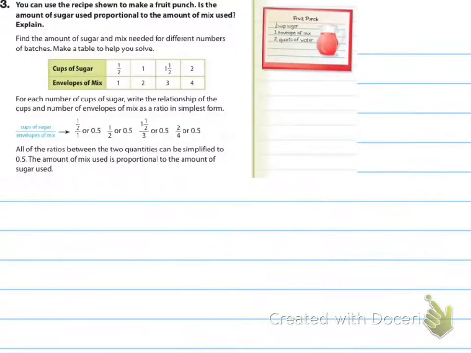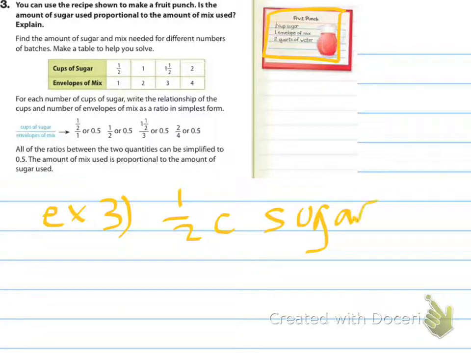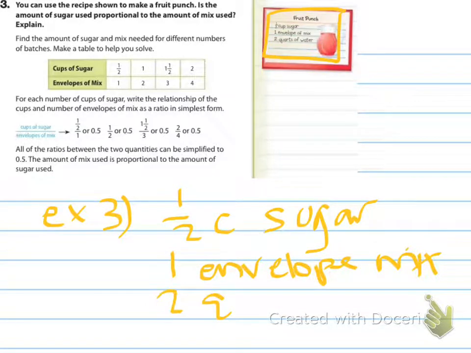All right. Example number 3. So for this one, make sure you write example 3. Let's see what you need to write down. It says you can use the recipe shown to make fruit punch. Is the amount of sugar used proportional to the amount of mix used? All right, so let's write down our little fruit punch recipe here. It's going to be 1/2 cup sugar, 1 envelope of mix, and 2 quarts of water.